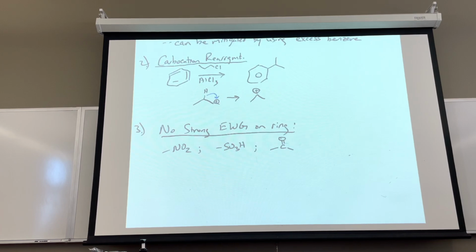So for instance, if you had benzaldehyde and you were trying to, let's do the same reaction. Trying to do the Friedel-Crafts alkylation to put on an ethyl group onto this ring. This reaction would fail because you cannot do these Friedel-Crafts reactions with those strong electron withdrawing groups on the ring.